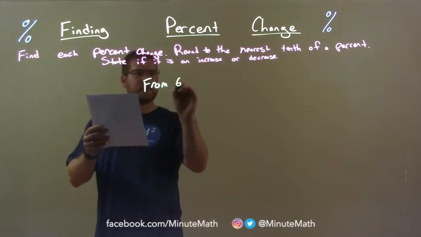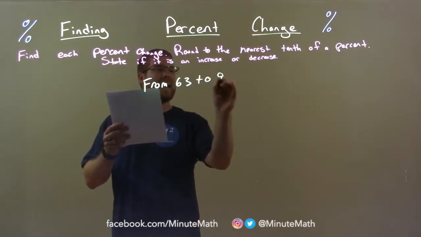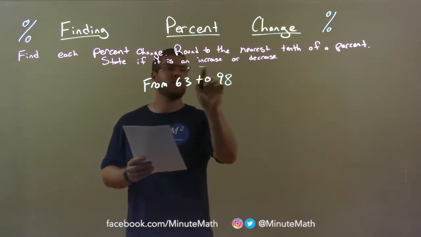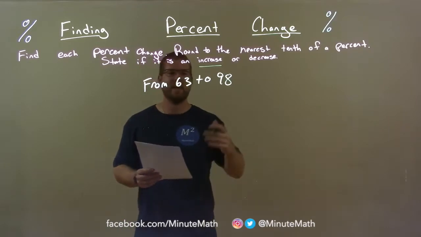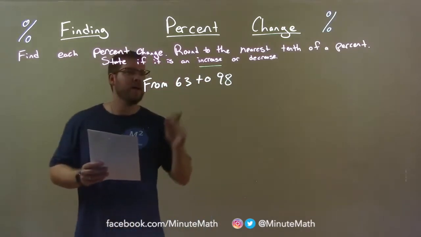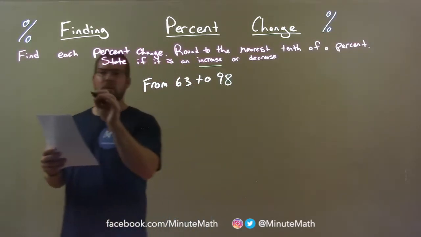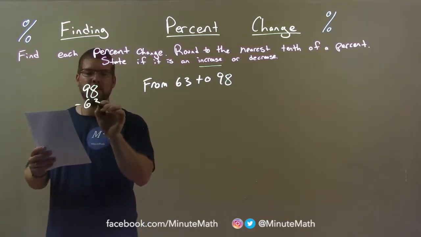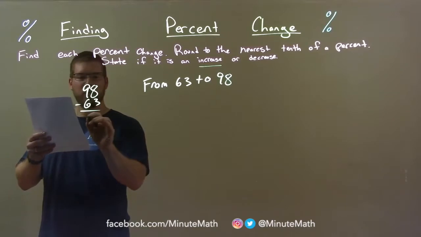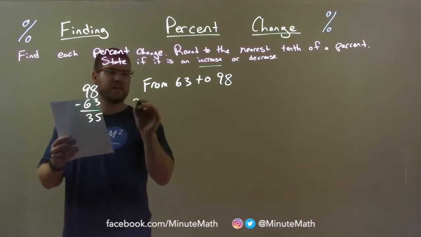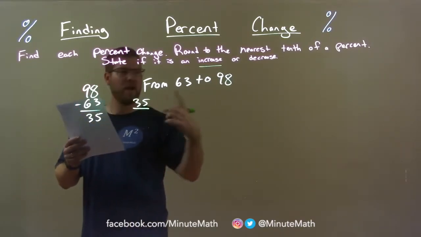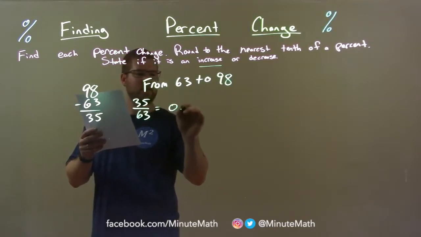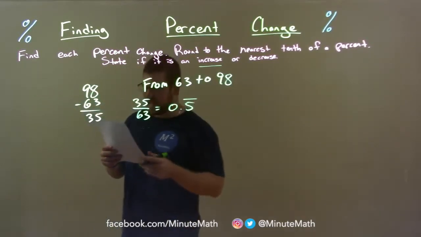From 63 to 98. All right. Clearly, this is an increase right there. 63 to 98, that is an increase. Now, find the difference between these two numbers. The larger number, 98, subtracted by the smaller number, 63. That gives us a good old 35. Take that number 35 and divide it by the first number, 63. That comes out to be exactly 0.5 repeating.